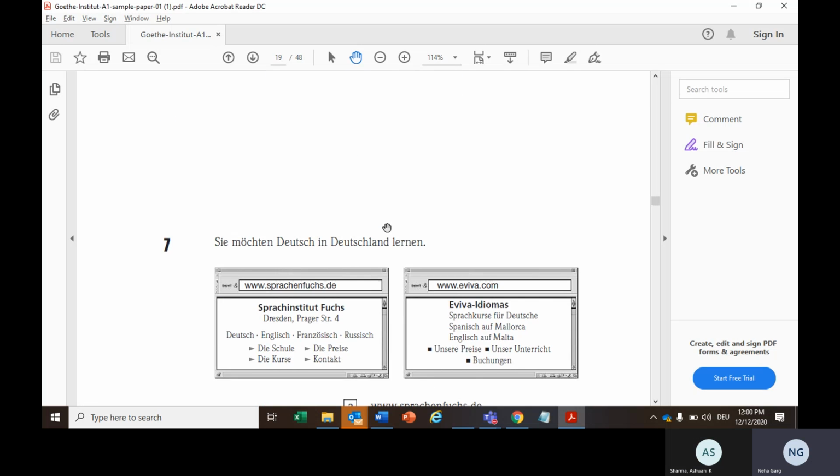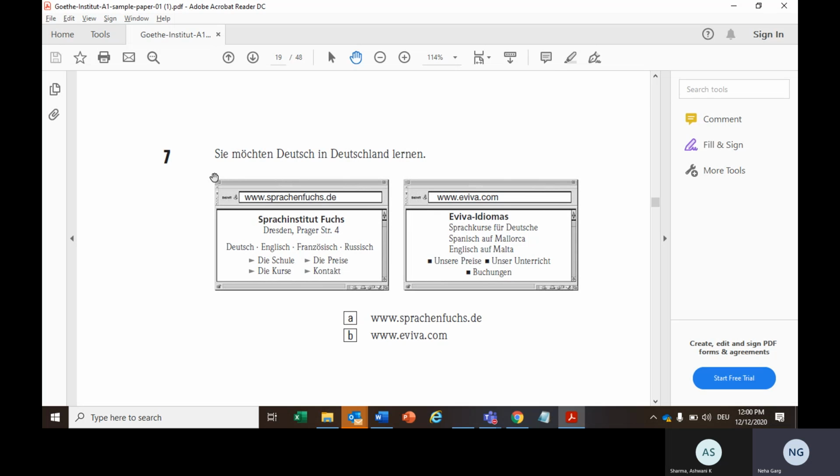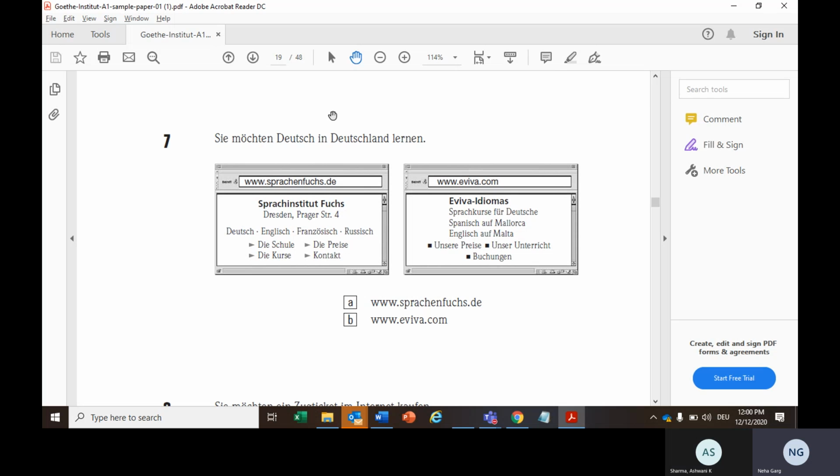Now let's see one more example and then we'll proceed with the next section. Sie möchten Deutsch in Deutschland lernen. So you want to learn German in Germany. Correct. Institute Fuchs, Dresden, Prager Straße 4. So this would be an institute name and address. So Deutsch, English, Französisch, Russisch. So the school, the prices, the course, the content.